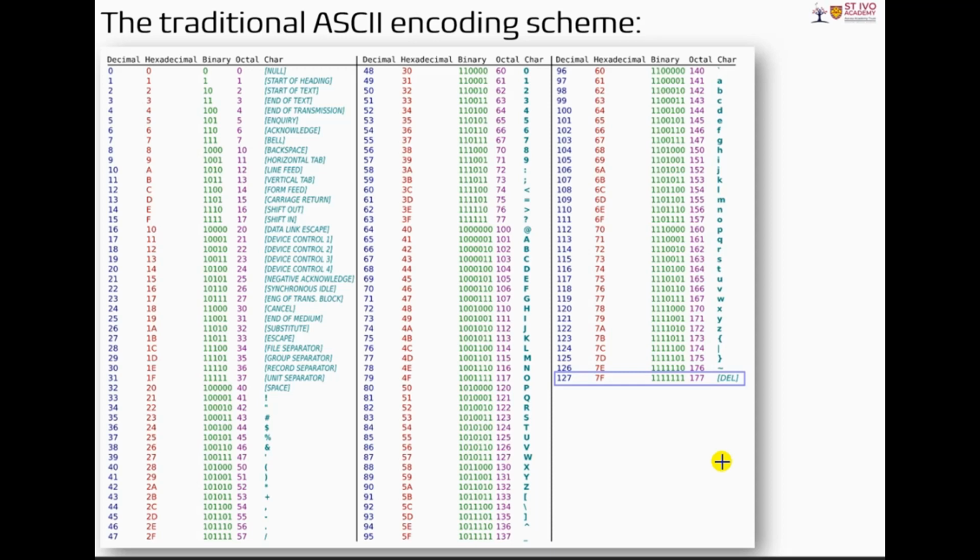All right, where do we get the 127 from? Well, that's because within our 128 different possible characters that we can represent, we also need to represent 0.